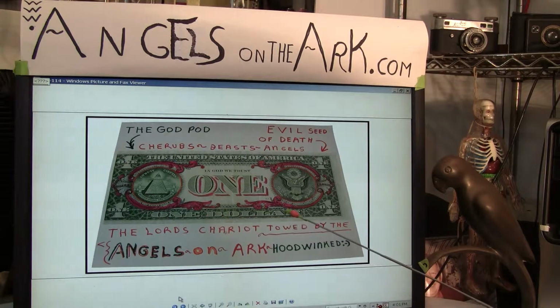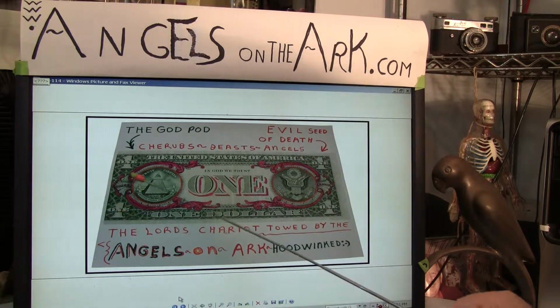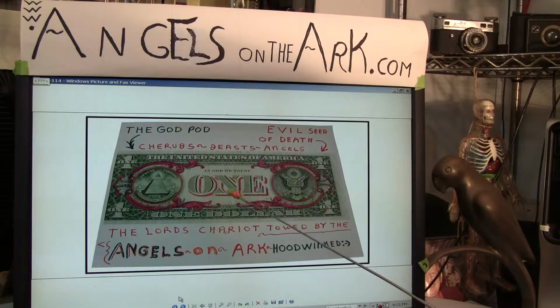This framework right here that you see, the white line between the ones and the white line that runs parallel to the top and bottom of the $1 bill, represents the top framework looking at the Ark of the Covenant from a vertical view. This is the angel in Exodus 25:19. Let there appear a cherubim on one side of the Ark of the Covenant, aka let there appear a cherubim on the other side of the Ark of the Covenant.